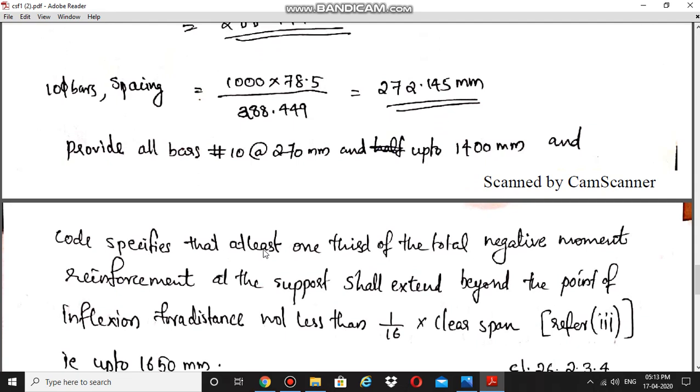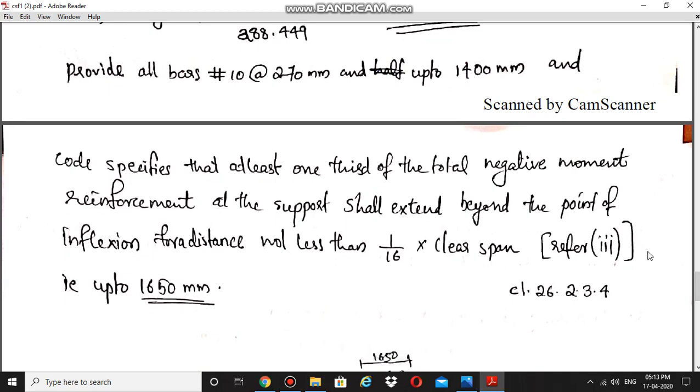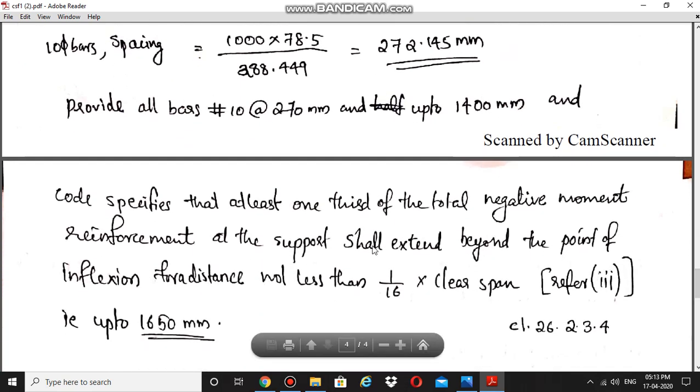The code specifies that at least 1/3 of the total negative moment reinforcement at the support, that is this radial reinforcement, shall extend beyond the point of inflection for a distance not less than 1 by 16th into the clear span. This is provided in clause 26.2.3.4. Please go through that clause, and you will understand that at least 1/3 of the negative reinforcement should be extended from the point of inflection to a distance not less than 1/16 into the clear span.